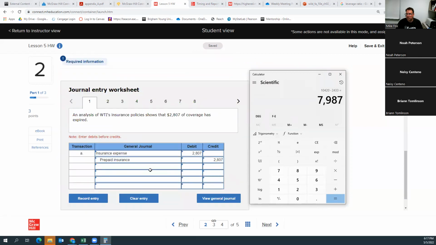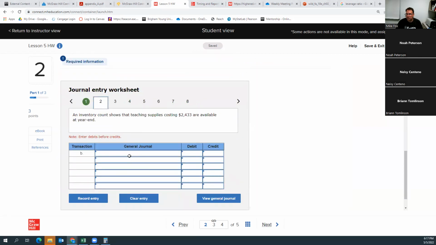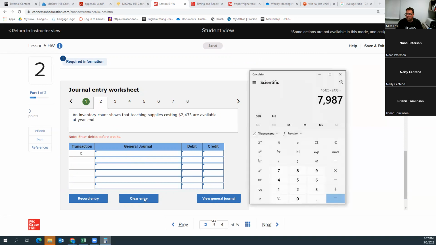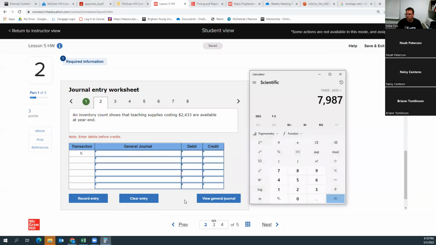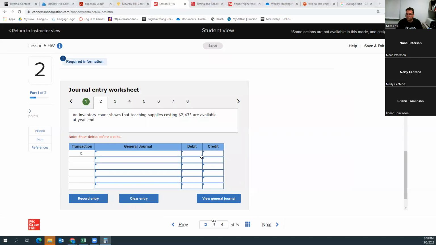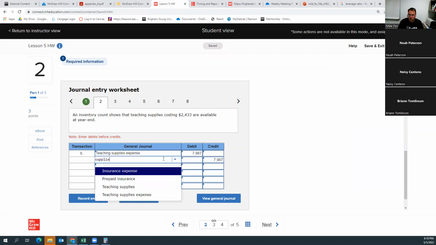So the journal entry I'll have to enter is that I'm going to recognize a teaching supplies expense, the amount I used up, and I'll reduce the asset by that amount.